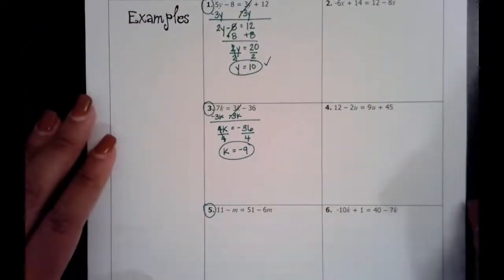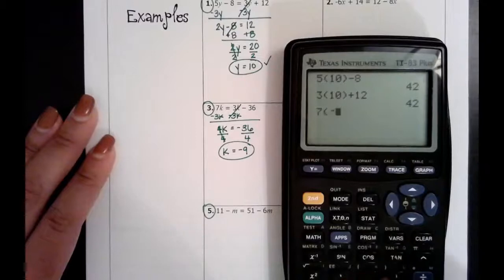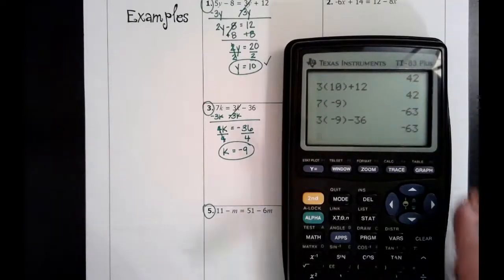Let's double check that. 7 times negative 9 equals negative 63. 3 times negative 9 minus 36 also equals negative 63. So negative 9 is true.